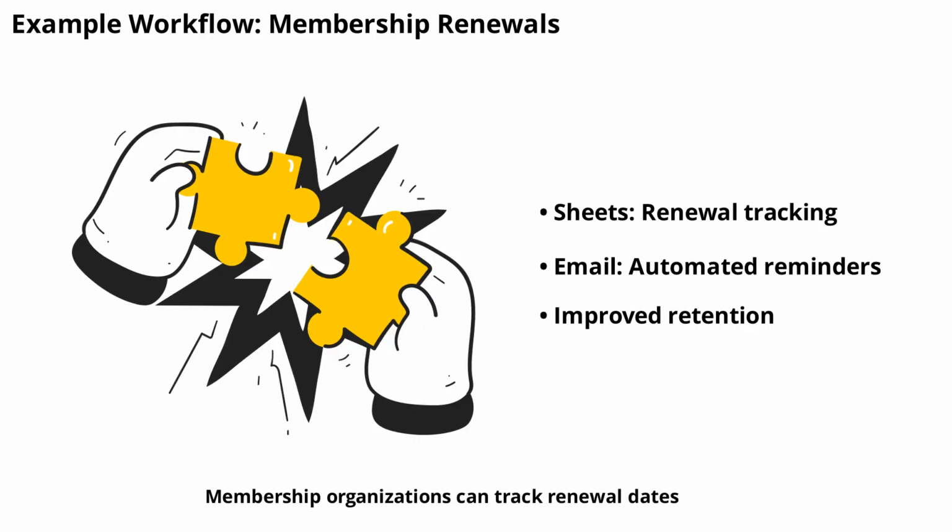Membership organizations can track renewal dates and member information in Google Sheets. Email automation software can send renewal reminders and confirmations automatically. This reduces manual work and ensures members stay informed about their status, improving retention rates.